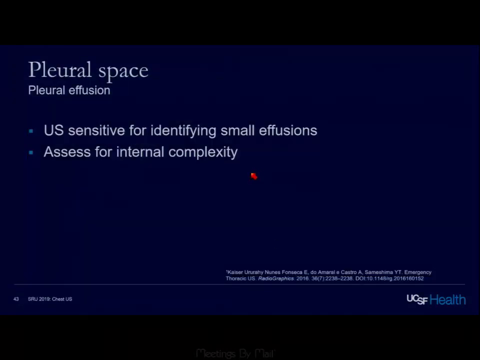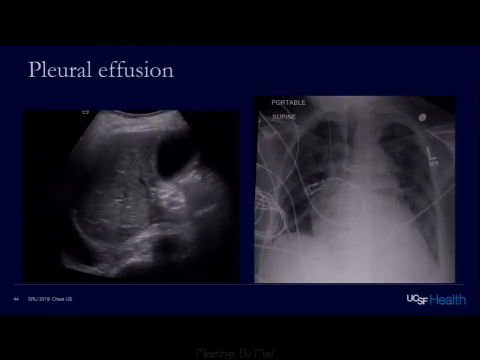Okay, pleural space is also an area where ultrasound can be helpful. Ultrasound is sensitive for identifying even the smallest of effusions, and we can assess for internal complexity of the fluid. So this is an example. This patient, obviously a complicated post-operative patient. You can see a small sliver of fluid in the right costophrenic angle. And conversely, on this radiograph, I think the angles are pretty sharp here, and you would never call an effusion here. So ultrasound can detect small effusions, even as low as 20 cc's compared to 100 or 150 cc's for radiographs.